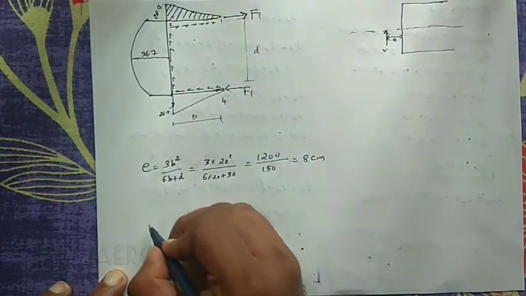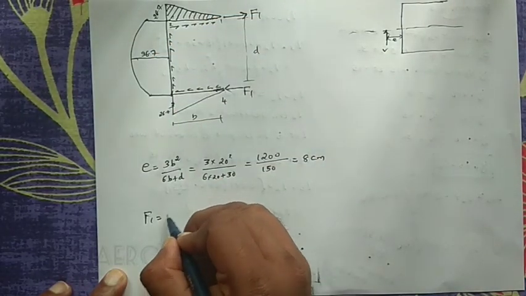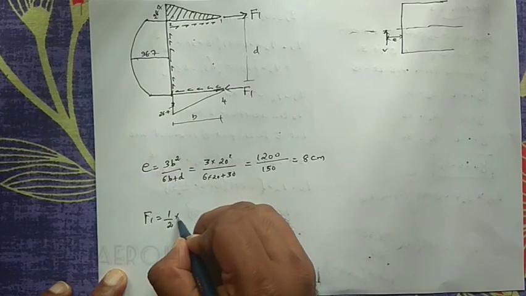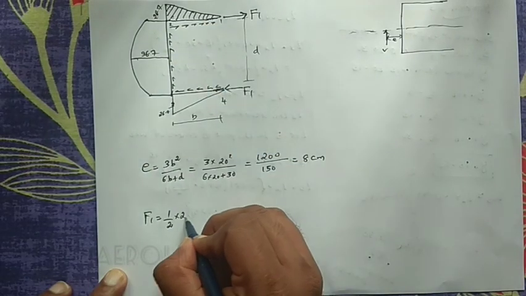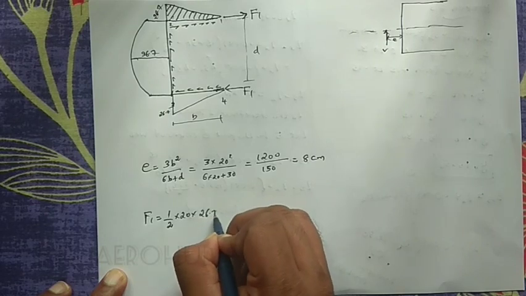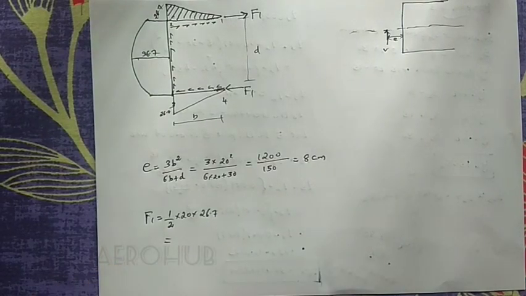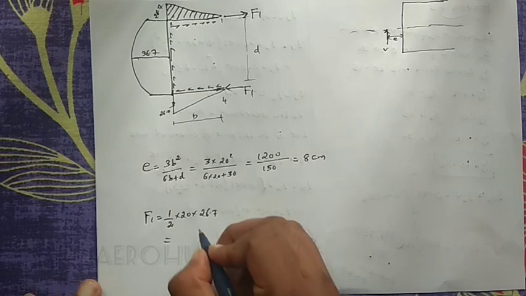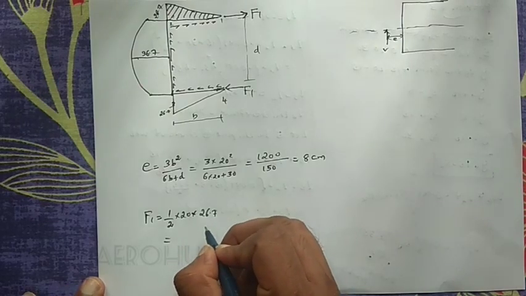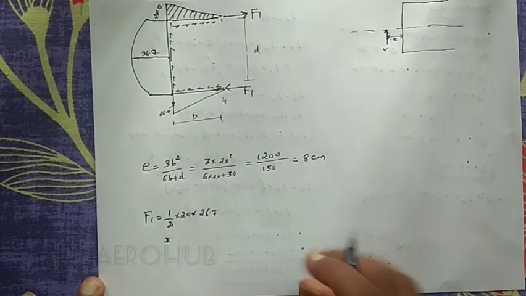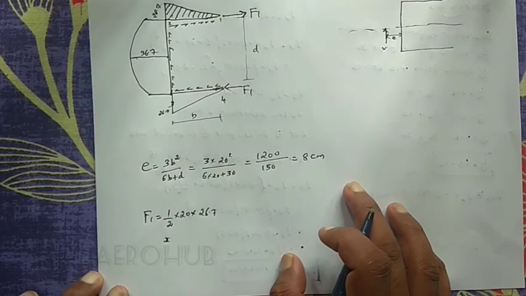the area of the particular web or flange. So F1 will be equal to, it's a triangle, 1 by 2, the base is here 20 centimeter and the height is 26.7. So we will be getting some value, 20 into 26.7. We will be getting the value of F1. I haven't solved that, sorry.